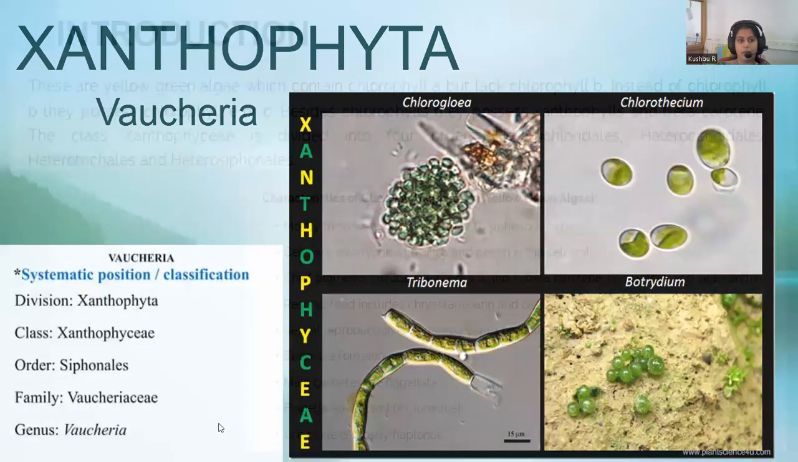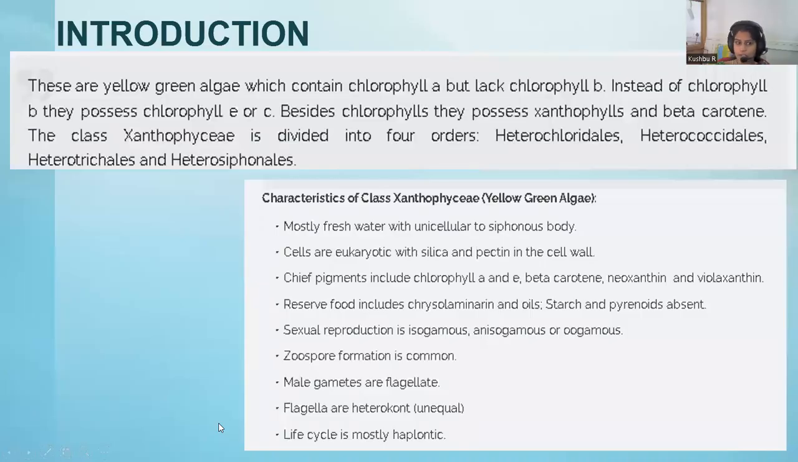To speak about its characteristics, they are a yellow-green algae. They contain the photosynthetic pigment chlorophyll A, but they lack chlorophyll B. Instead, they have chlorophyll E and C. They also possess accessory pigments such as xanthophyll and beta carotene. Xanthophyll is in a slightly higher concentration, which is why they appear yellowish in color. That's why they are yellow-green algae.